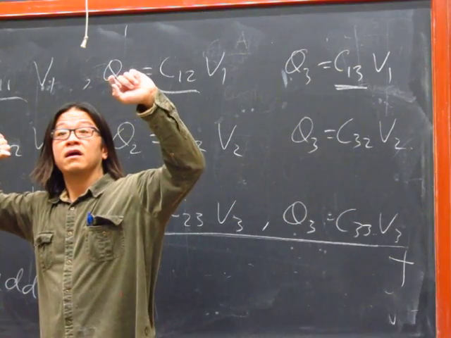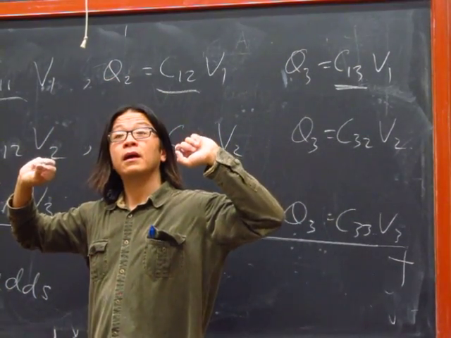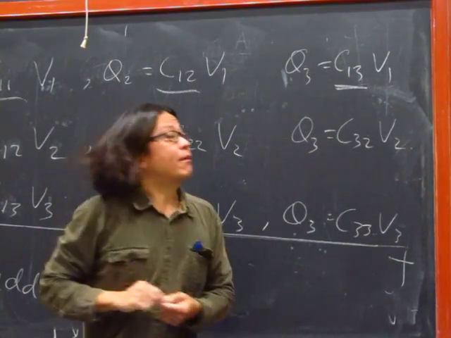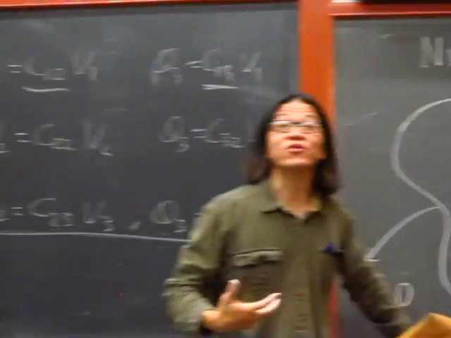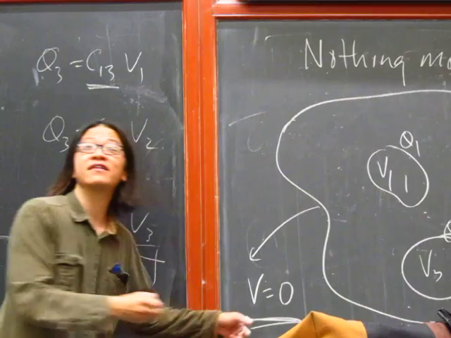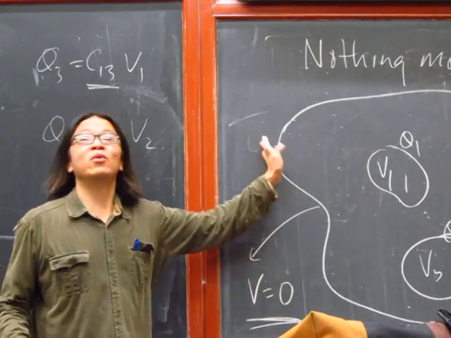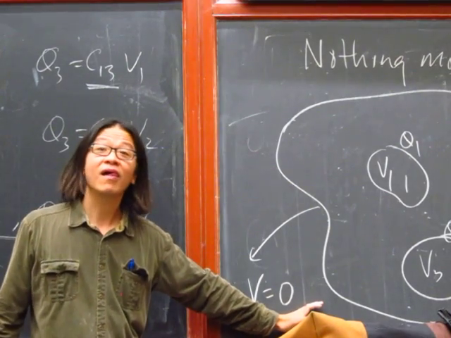Why is it that you don't have to take into account the capacitance between the conductor and the wall? I'm setting that equal to 0. You could do it that way too if you want, but this is infinity. This is the reference. So I don't care so much about what charges I have at infinity, at the wall.